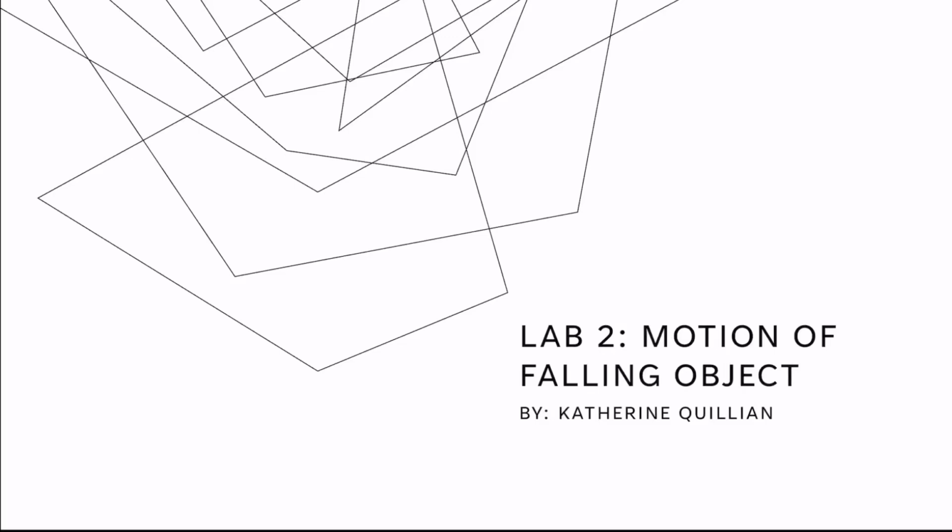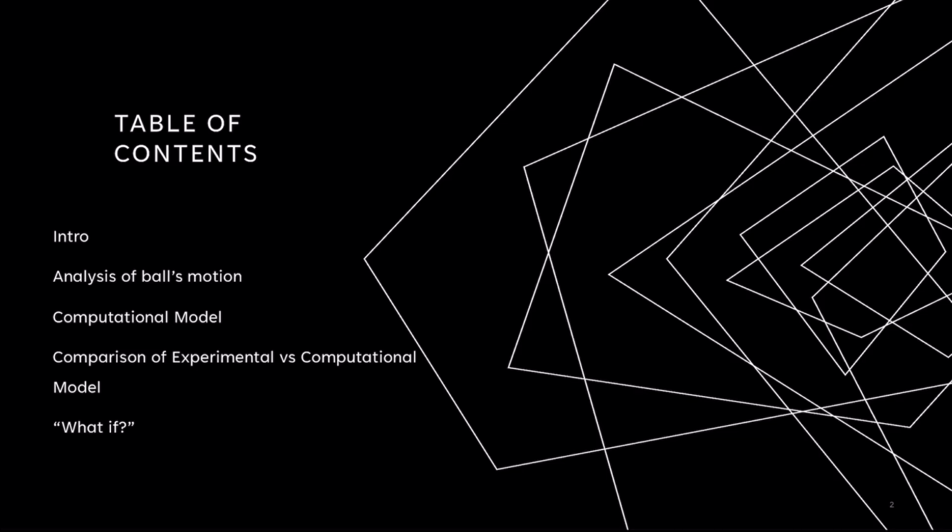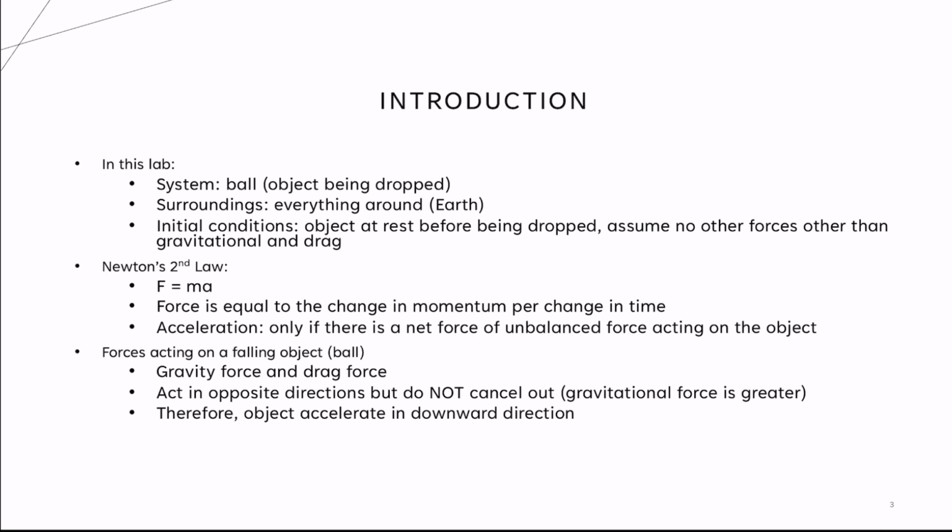Lab to motion of the falling object. So in this lab, the system was a ball being dropped in the surroundings, which is everything around it, the earth, and the initial conditions were that the object was at rest before being dropped, and we assumed there were no other forces other than gravitational and drag force.